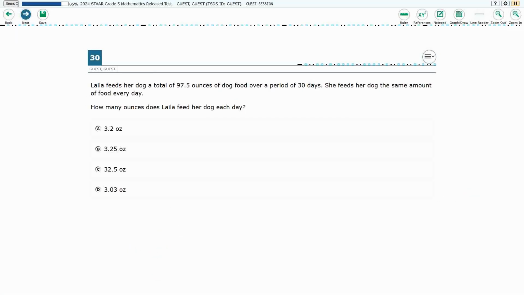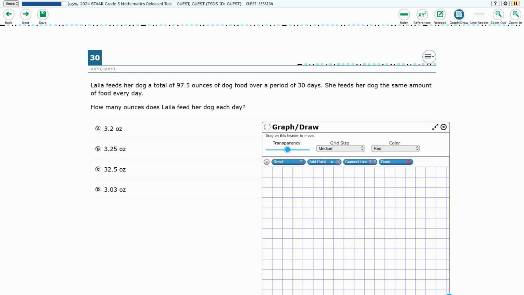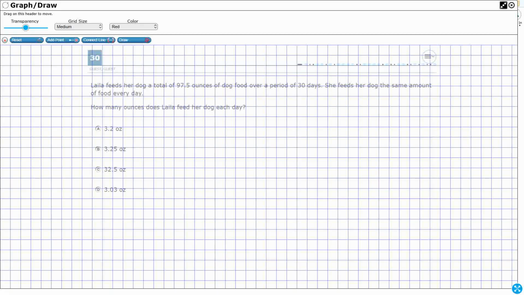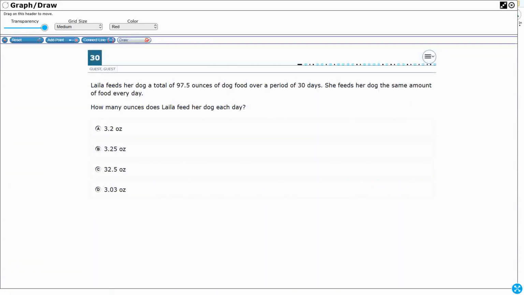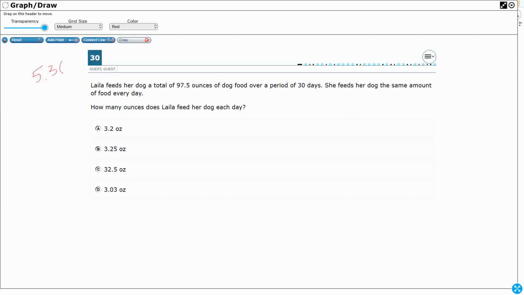For number 30, Layla is feeding her dog, and this problem is going to have us divide decimals. We see that decimal 97.5. When we're dividing decimals, we are looking at standard 5.3G. So she feeds a total.